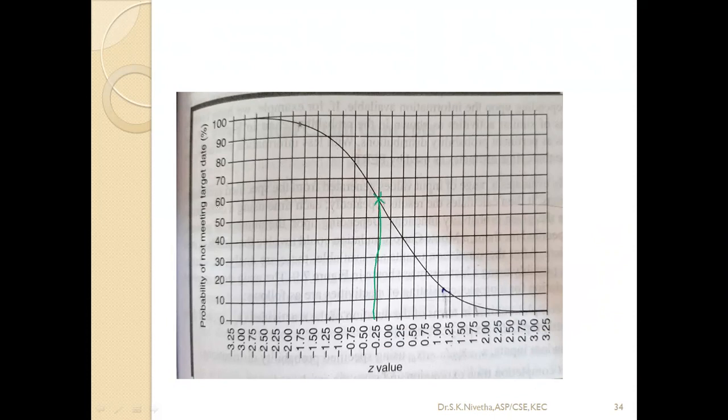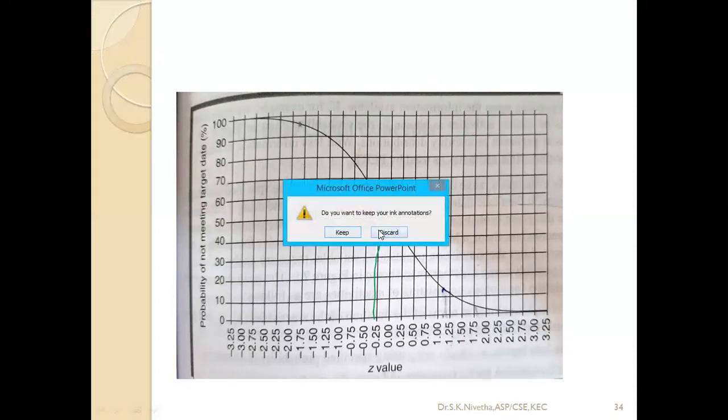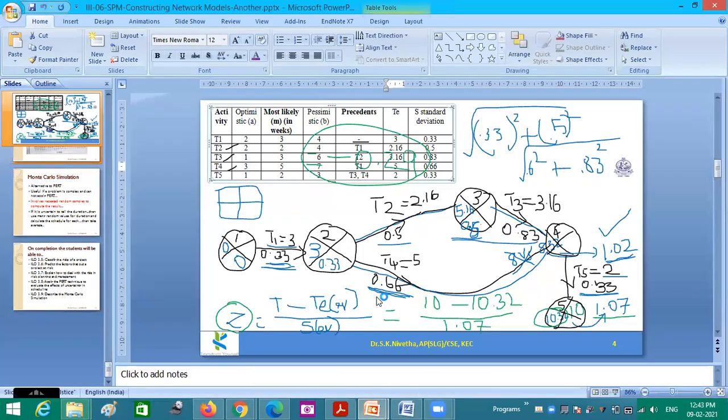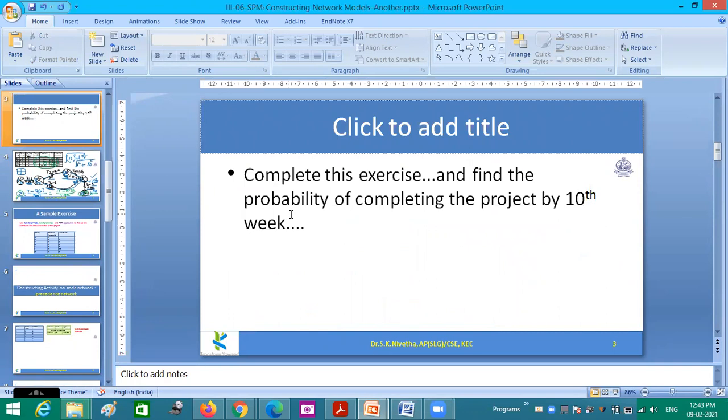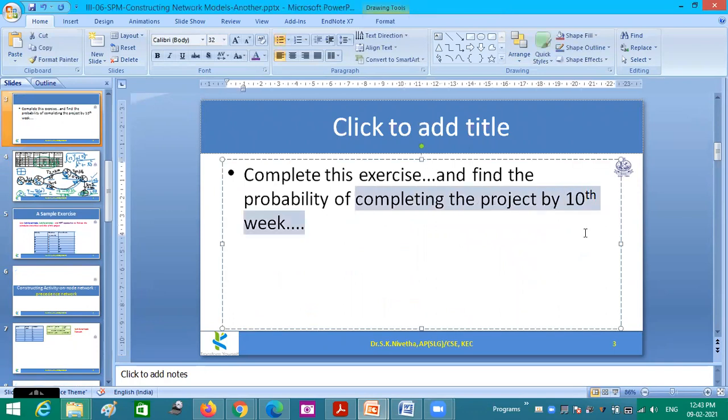So not meeting the target is 60%, but they are asking for meeting the target. So obviously it is 40%. So for this question, the answer is 40% chance to complete the project in 10th week. So that is the answer for this question. So probability of completing the project by 10th week is only 40%.